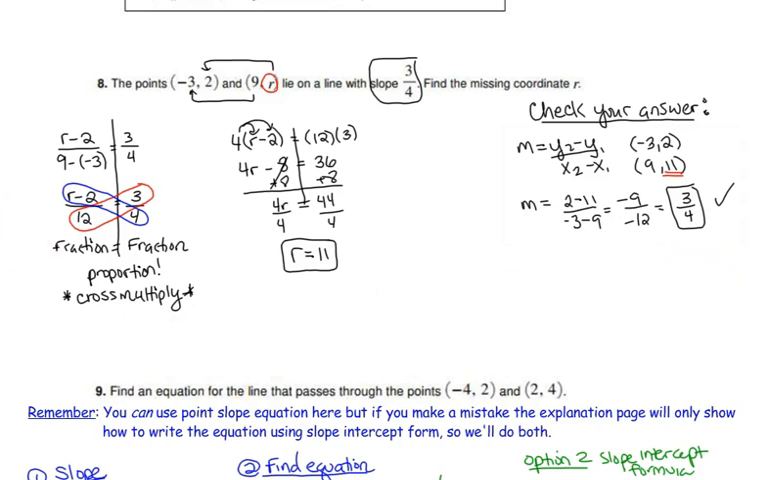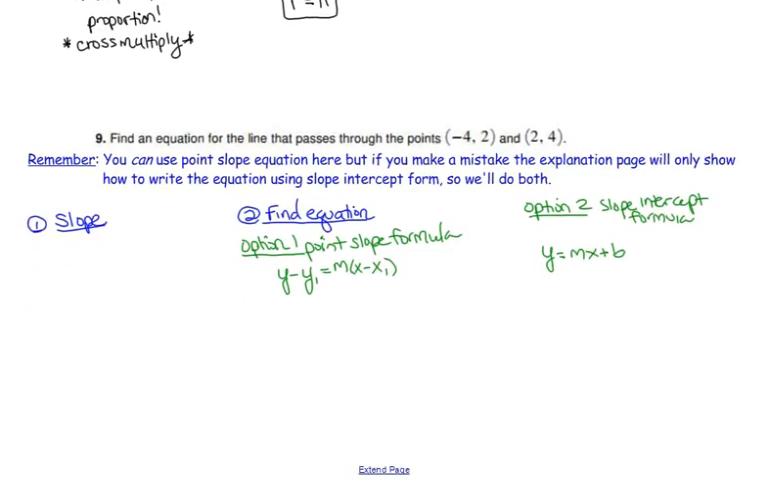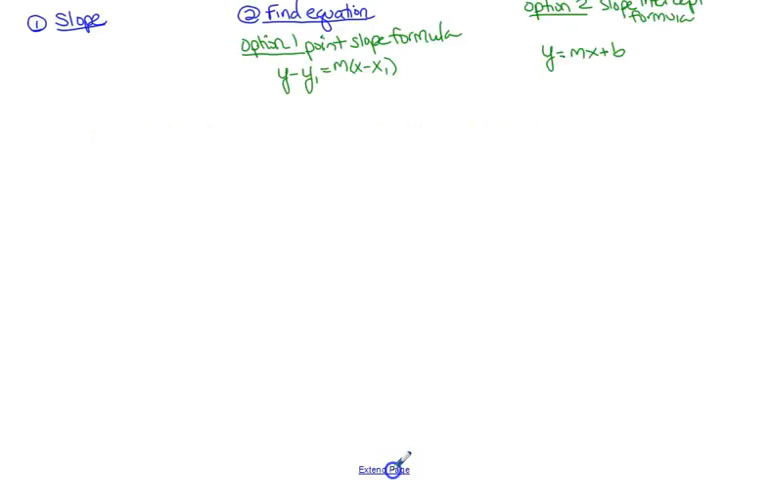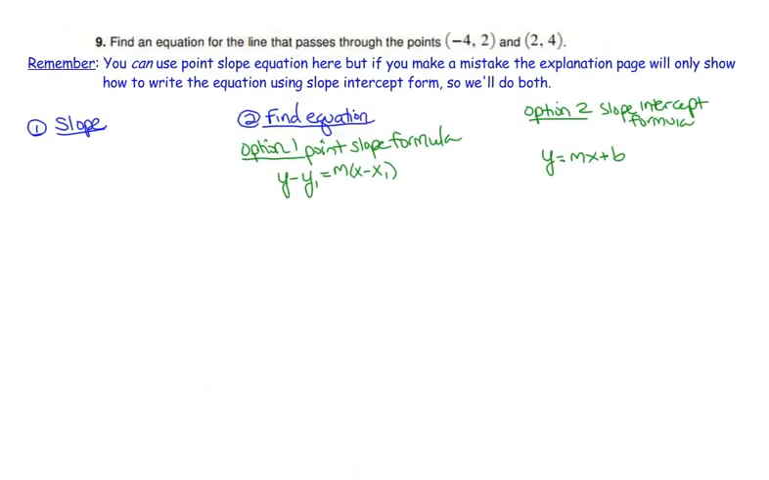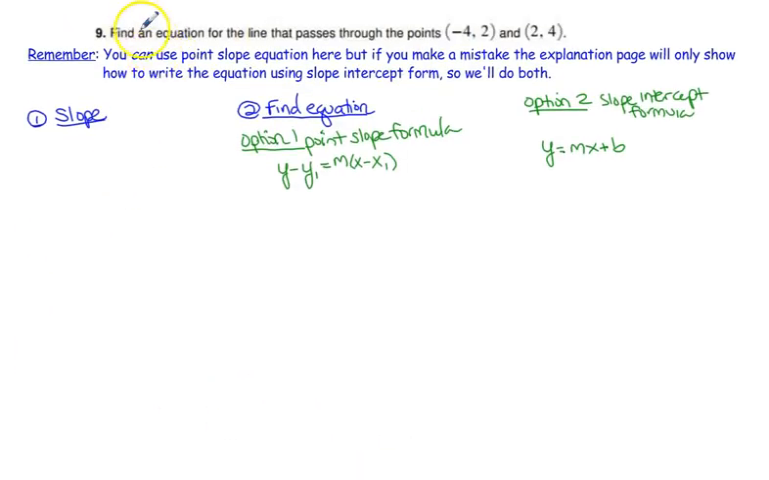Number 9. Find an equation for the line that passes through these 2 points. Now notice it says find an equation. So we had talked about how that means you can do point slope or slope intercept. But remember, even though you can use point slope equation here, if you make a mistake, the explanation will only show you how to write using slope intercept form. So we're going to do both.